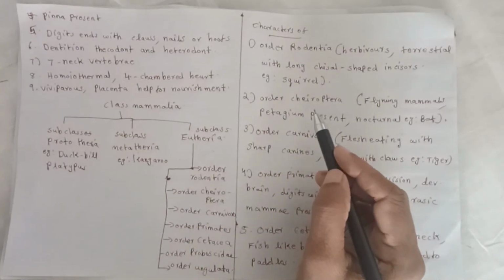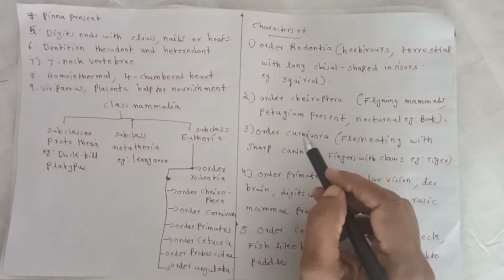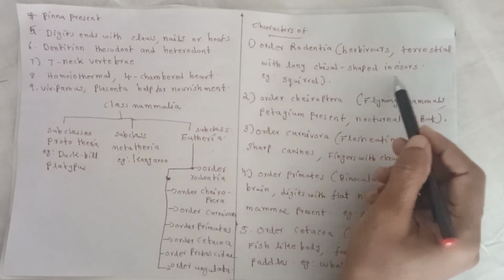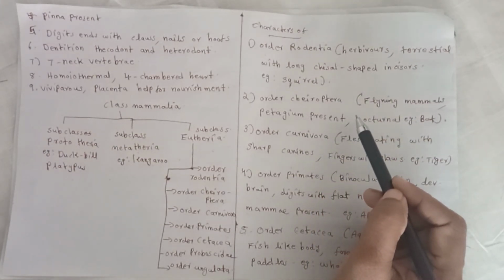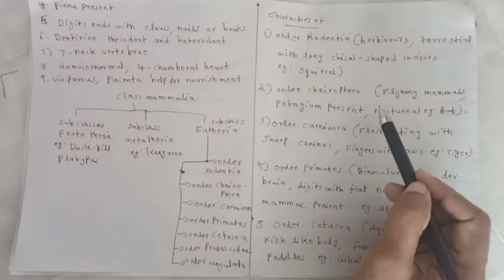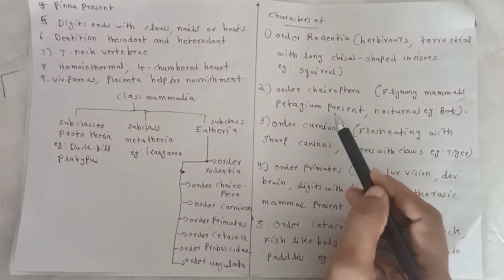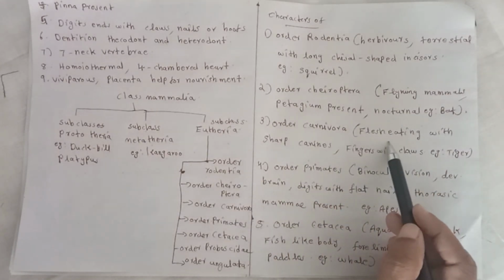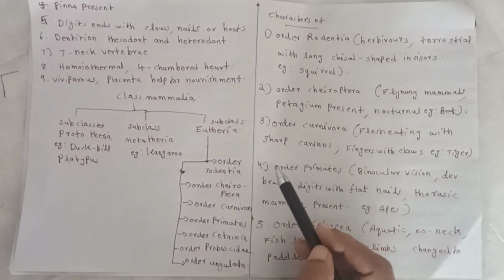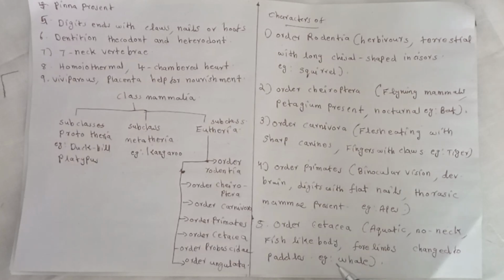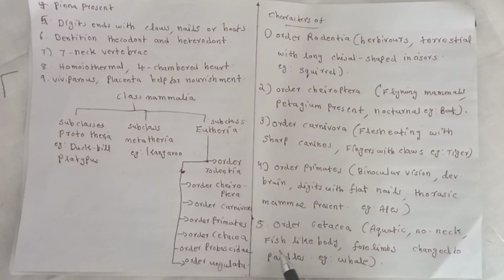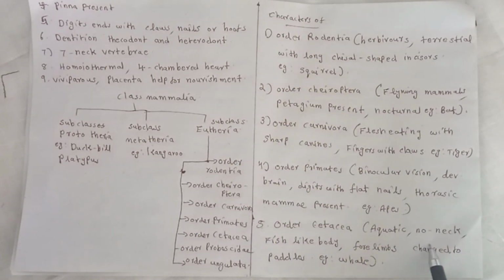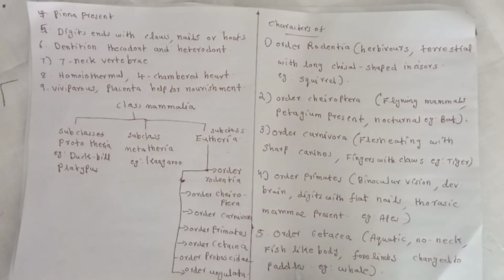Recap: the subclasses Prototheria, Metatheria and Eutheria. The Eutheria with seven orders. Order Rodentia: herbivorous, terrestrial, with long chisel-shaped incisors. Example, squirrel. Order Chiroptera: flying mammals, patagium present, nocturnal in habit. Order Carnivora: flesh eating with sharp canines, fingers with claws. Example, tiger. Order Primates: binocular vision, developed brain, digits with flat nails, thoracic mammae present. Example, apes. Fifth order Cetacea: aquatic, no neck, fish-like body, four limbs changed to paddles for swimming. Example, whales.